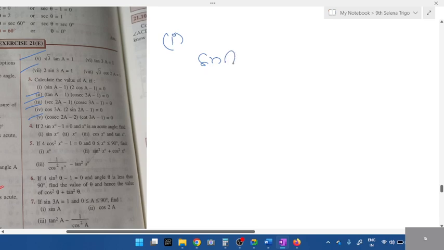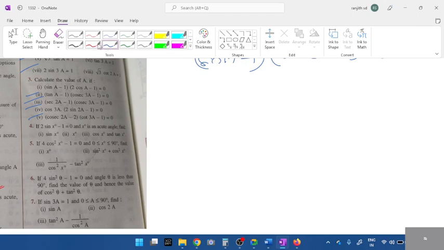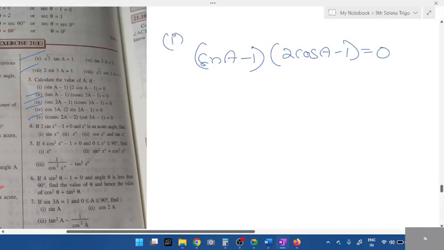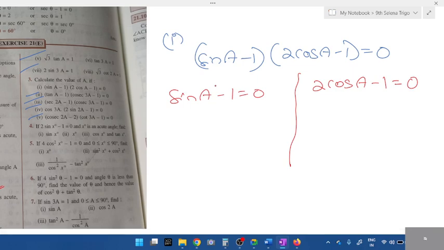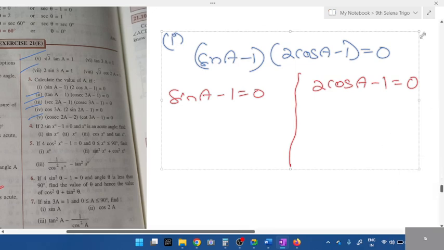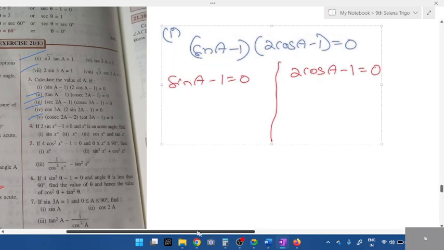Look here. Sin A minus 1 into 2 cos A minus 1 is equal to 0. How many values are given, students? Sin, cos, or both? We have two values, right? Sin and cos. So to split this into two questions, take sin A minus 1 is equal to 0, first question. Second one, 2 cos A minus 1 is equal to 0. Complete it. Tell me the value of A. So there are two values, students. Cos and sin. Split into two parts.